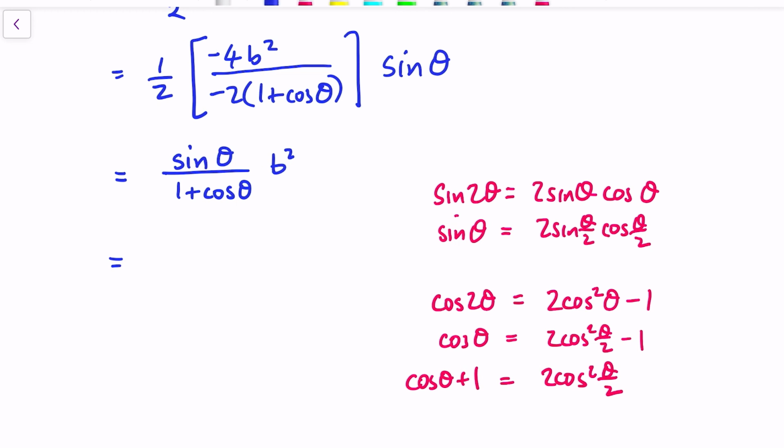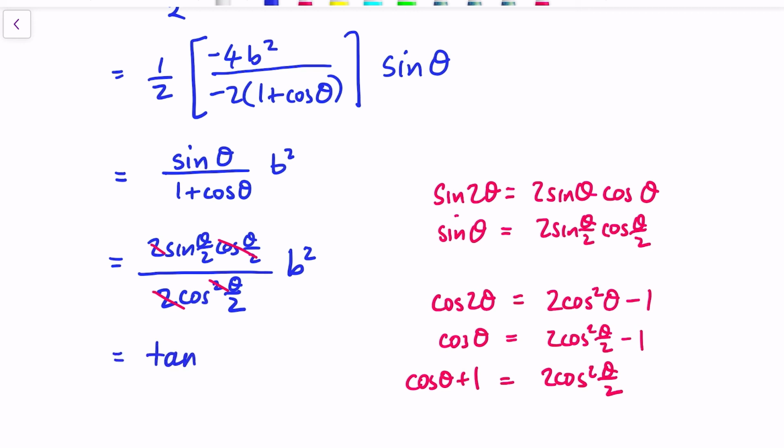Sine theta is 2 sine theta over 2 cos theta over 2. 1 plus cos theta is 2 cos squared theta over 2. We can cancel the cos theta over 2 with 1 down there, and we can cancel the 2s as well. And we've got sine theta over 2 divided by cos theta over 2, which is tan theta over 2 times b squared. And that, my friends, is the proof.